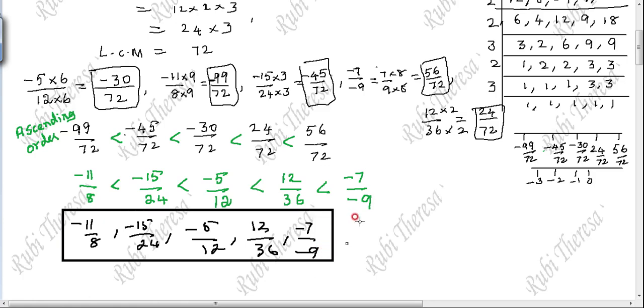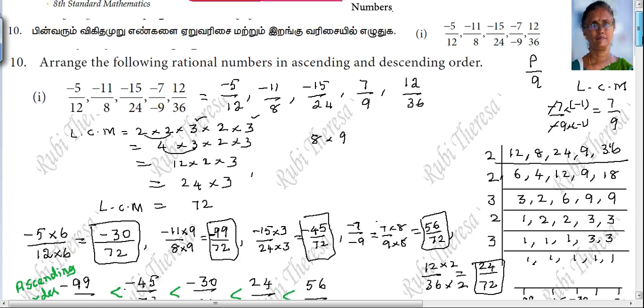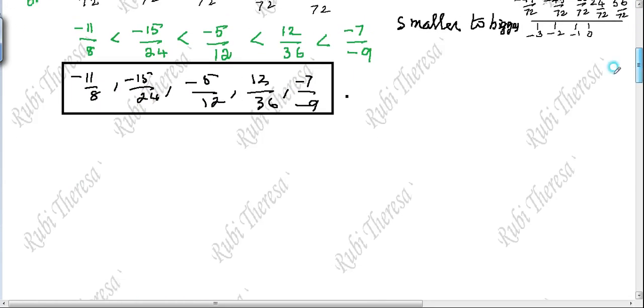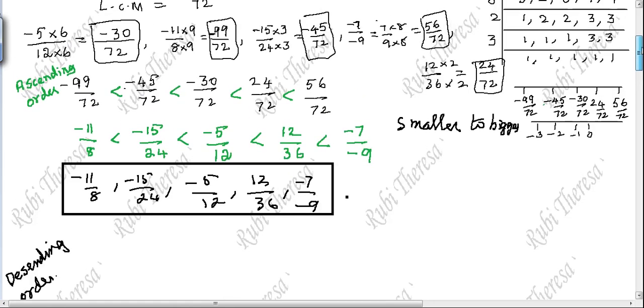Then what does descending order mean? Next, what are they asking? Descending order, isn't it? Descending order means this is the smaller one and this is the bigger one. Understand? So you have to write it in reverse order. So bigger to smaller, smaller to bigger.